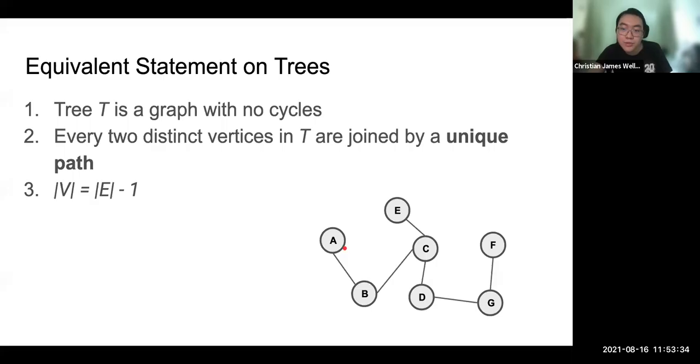Wait. Oh, okay, I think I mixed this up. It should be E equals V minus 1. Sorry, so there's a typo here. I'll fix this in the slides afterwards. My bad for the typo.